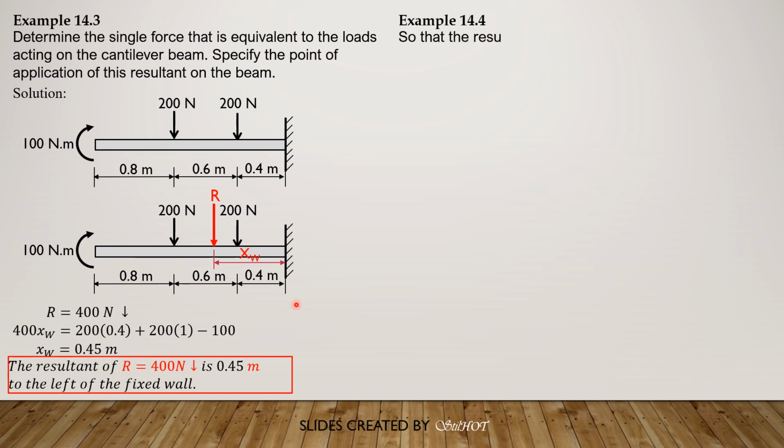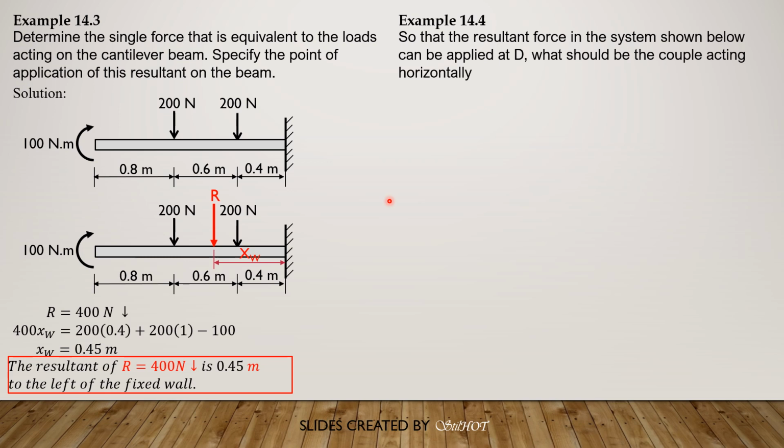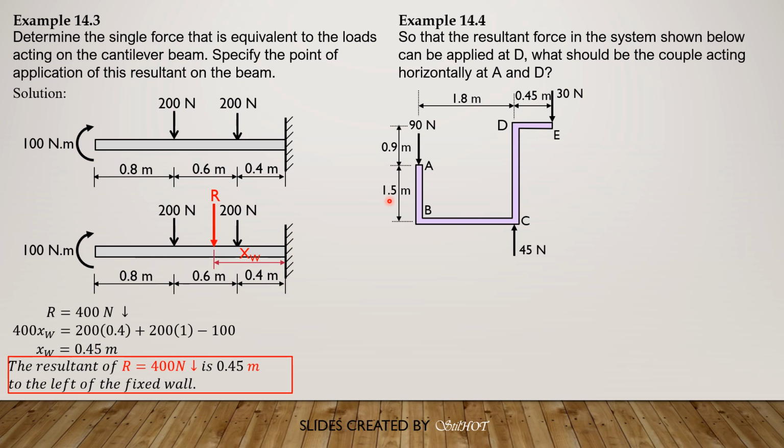Example 14.4: so that the resultant force in the system shown below can be applied at point B, what should be the couple acting horizontally at A and at B? So this is the given system. Then this system is equivalent to a resultant which acts at B, and the resultant force is a downward force. Then the couple would be 90 times 1.8 counterclockwise minus 30 times 0.45. So the net couple is counterclockwise.